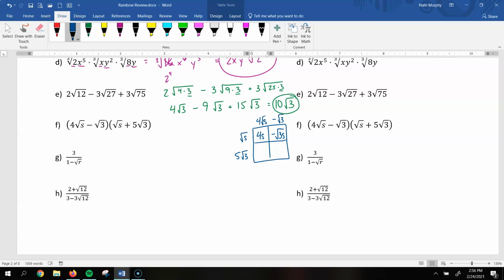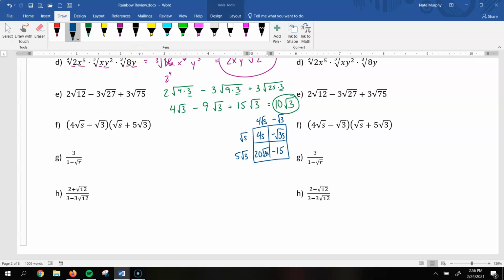Okay, in the next row, 5 square root of 3 times 4 square root of s. Well, 5 times 4 is 20. Then we have the square root of 3s. And then 5 square root of 3 times negative square root of 3, that's going to be negative. Square root of 3 times square root of 3 is just 3. When I multiply that times 5, though, I get 15. So that'll be negative 15 there. So this will be your answer.